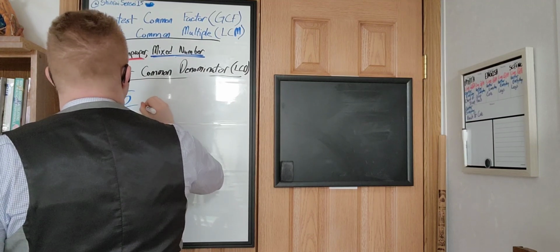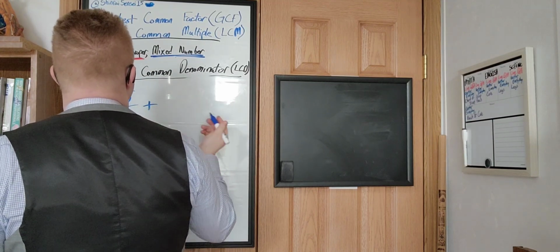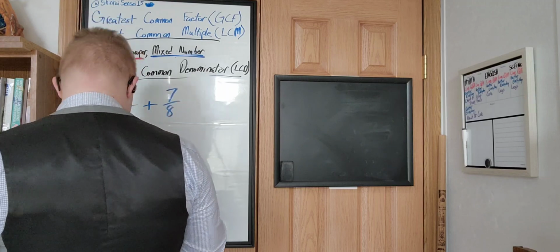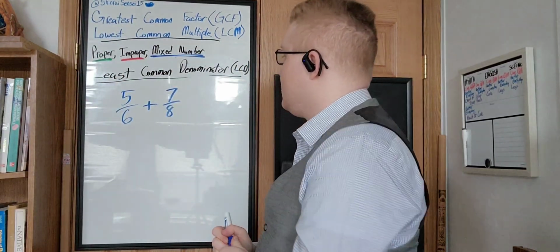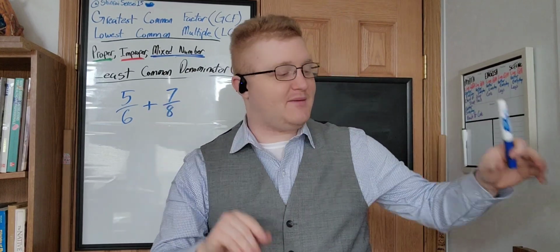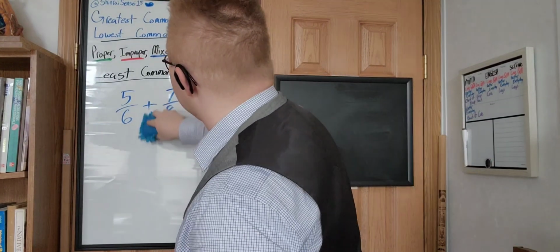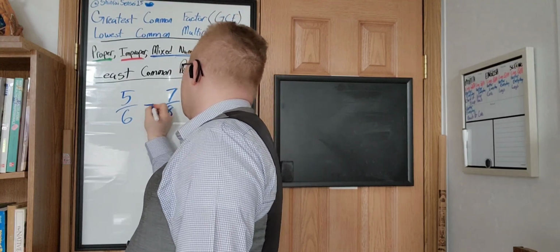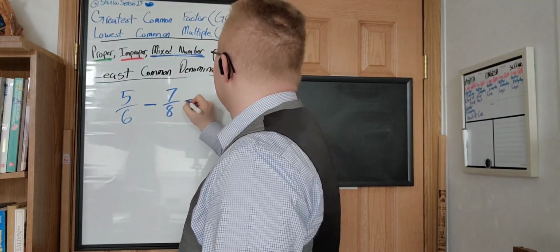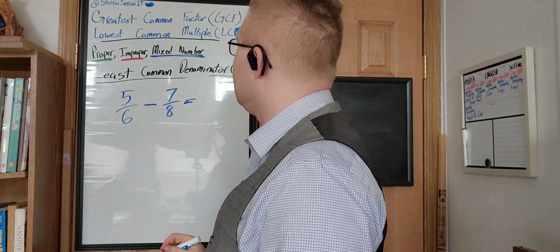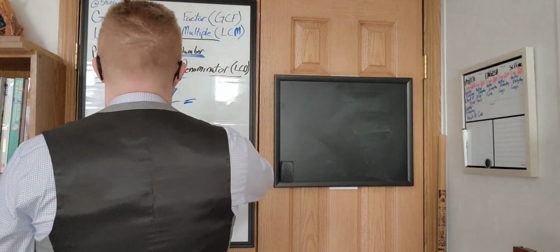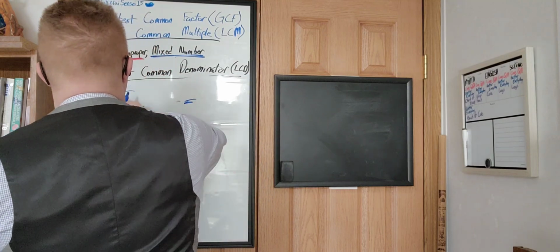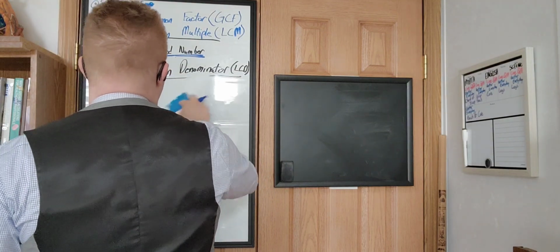5/6 plus, let's go with 7/8, right? And, my bad. I'm also doubly silly because we said we were going to do subtraction now. I am all over the place, guys. Pardon me. All right, so we're going to go ahead and do 7/8 minus 5/6.